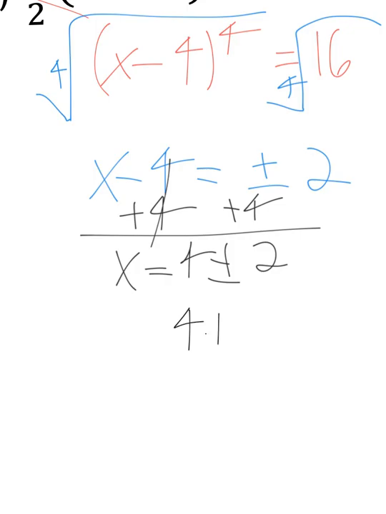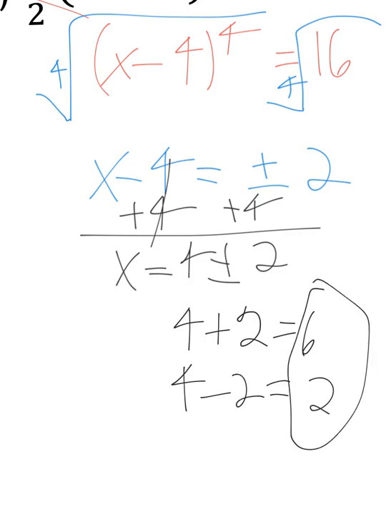What's 4 plus 2? That is 6. I almost started writing the 6. What's 4 minus 2? That's 2. So 6 and 2 are my final answers.